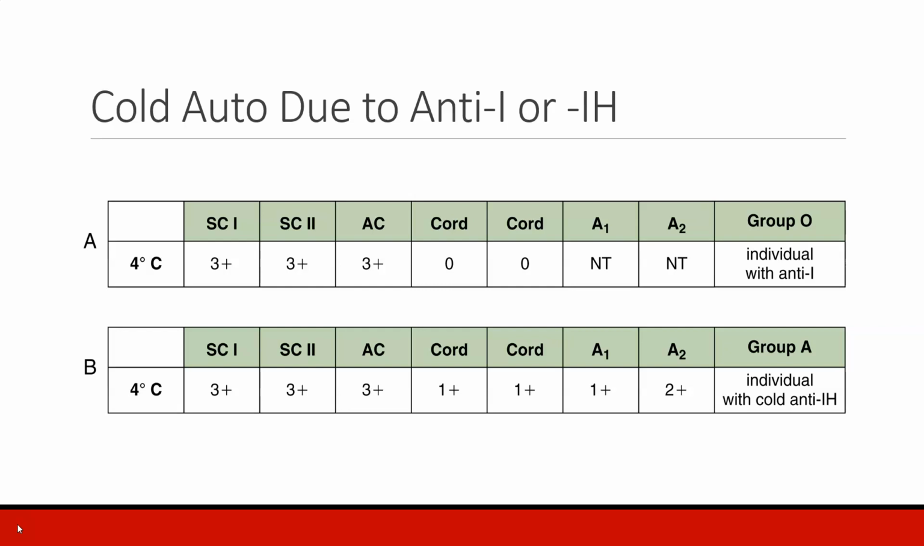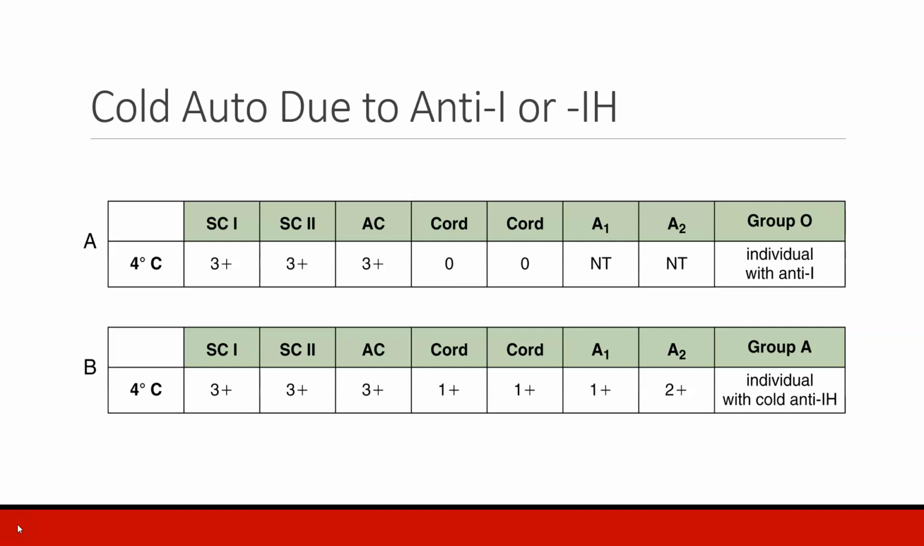In the second case, it's not unusual for patients to have a weak anti-H. So in this case, we have a group A person, and their screens are positive. The cords are 1 plus because you are born with H antigen. It's just not as heavily coated with H antigen as when you grow up. So we have a weak reaction. And then A1 and A2 cells are present. And if you remember, they have a high amount of H antigen. So in this case, we have a patient that has both an anti-big I and a weak H.